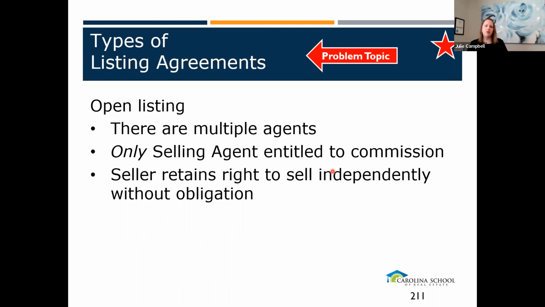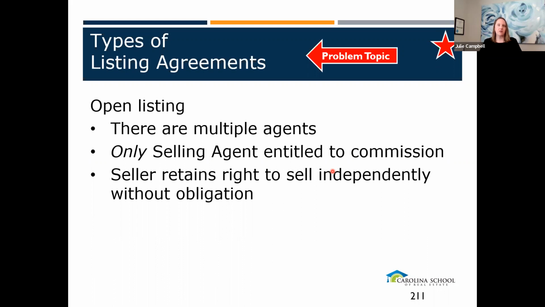Oh yeah, and the seller retains the right to sell it on their own and not pay anybody. So let's say the seller's at work. They list their property with 5 agents, 5 firms, and they're in the break room. They tell a coworker, yeah, we just listed our house. And that coworker says, oh my God, I've always loved your neighborhood. I would love to buy your house. Did the agent do anything? Probably not. So guess what? The seller's argument could be, I sold my own house, so I'm not going to pay anybody.